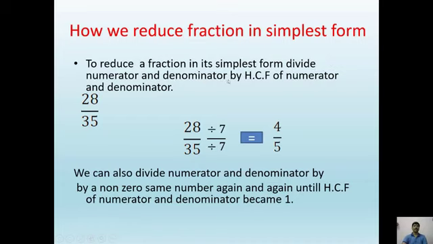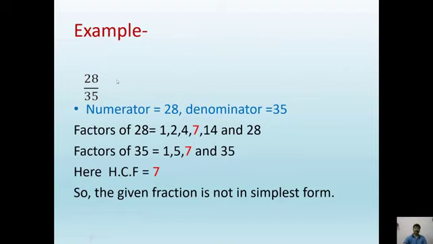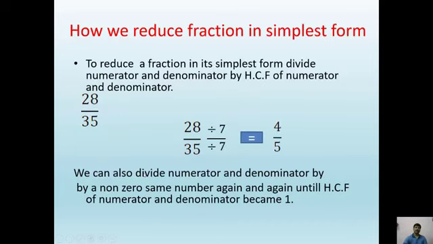To reduce a fraction to its simplest form, divide numerator and denominator by the highest common factor of the numerator and denominator. If we want to reduce a fraction to its simplest form, we have to divide the numerator and denominator by the HCF. In the earlier slide, how can we change 28 upon 35 to the simplest form? We calculated the HCF; 28 and 35 have HCF 7.